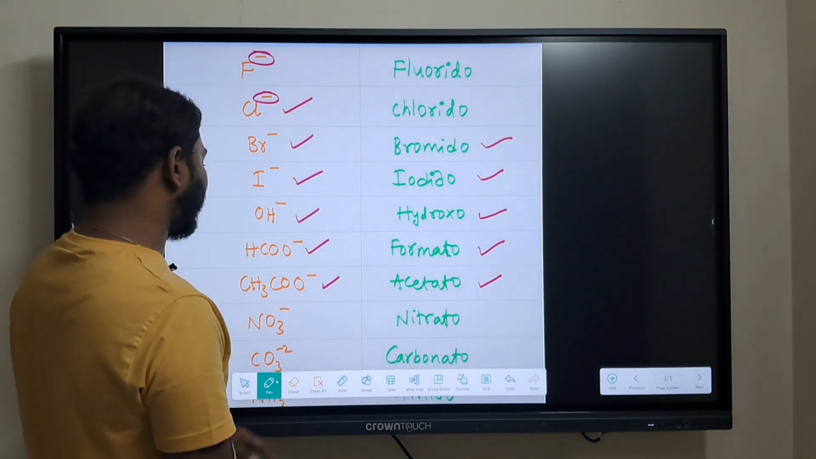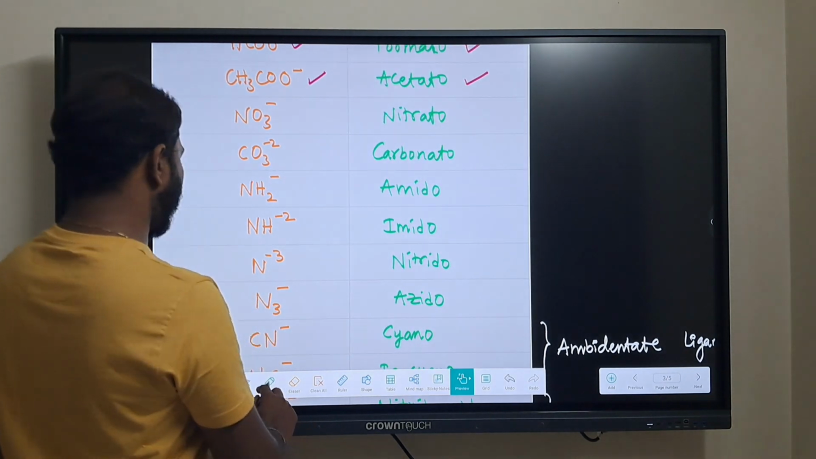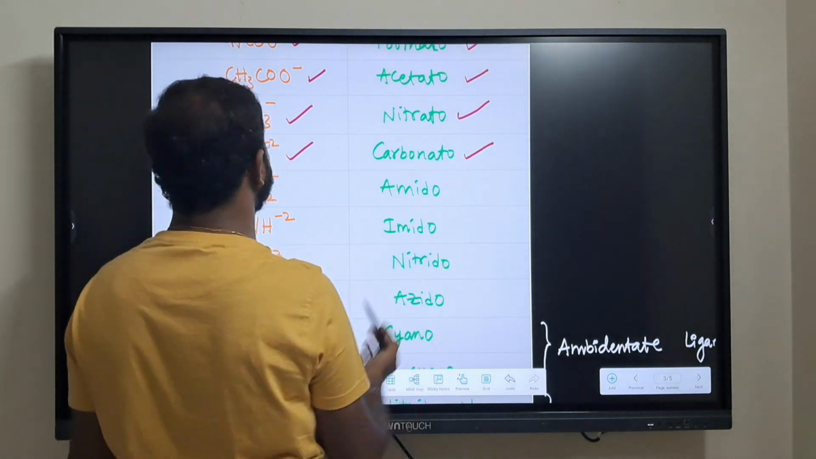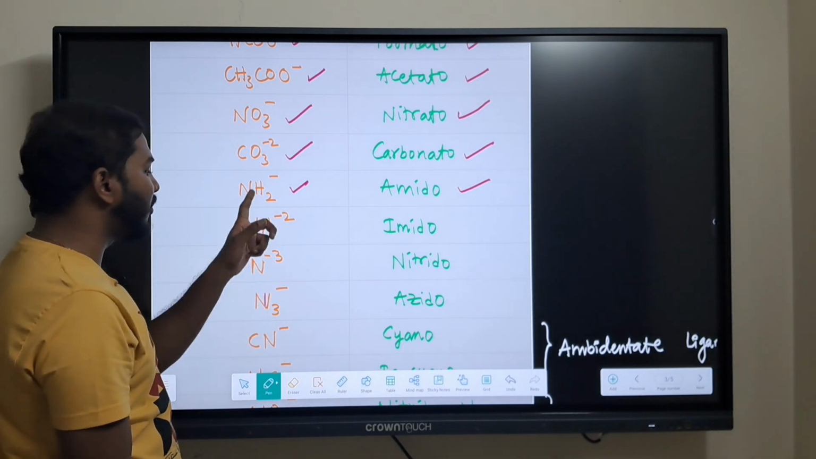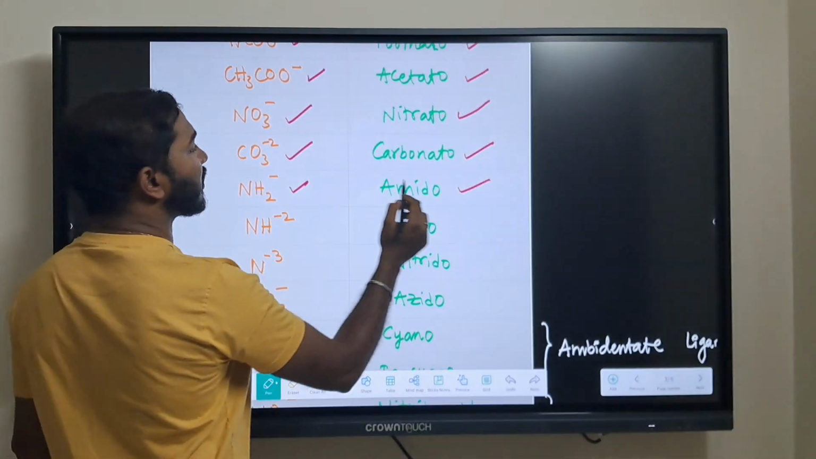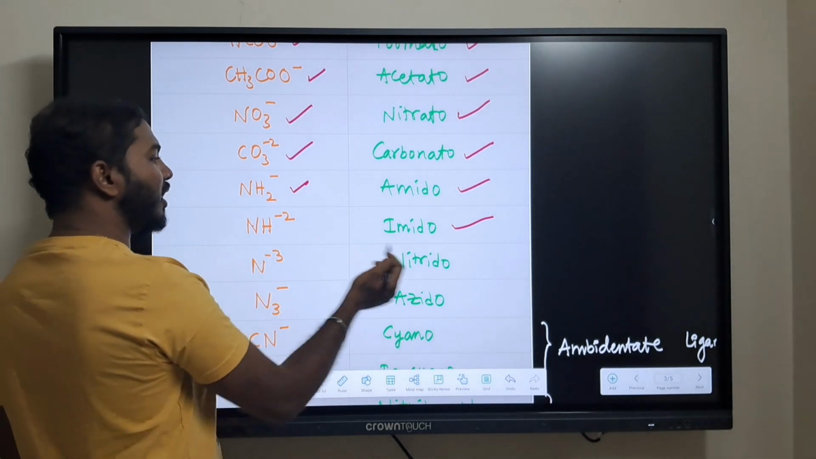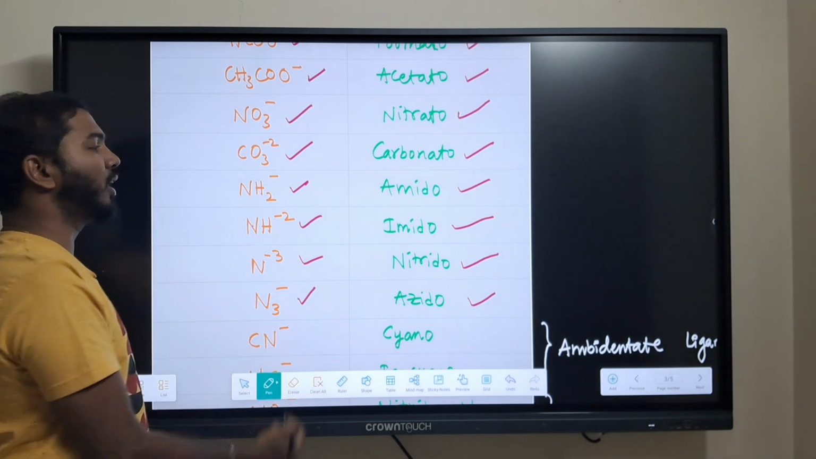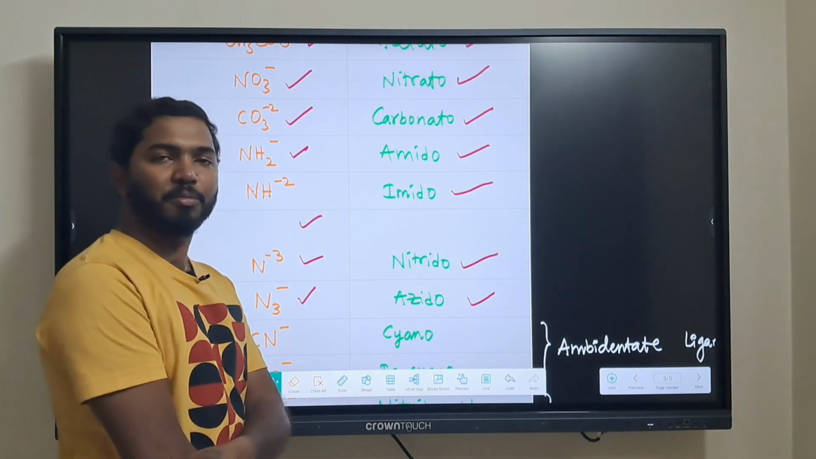Next, NO3 minus we can call nitrato. And then CO3 2 minus is carbonato. Please try to understand the differences of these four. NH2 minus is amido, NH 2 minus is imido, N 3 minus is nitrido, and N3 minus is azido. Very important. We are going to use these particular terminologies in writing the IUPAC name for the complexes.